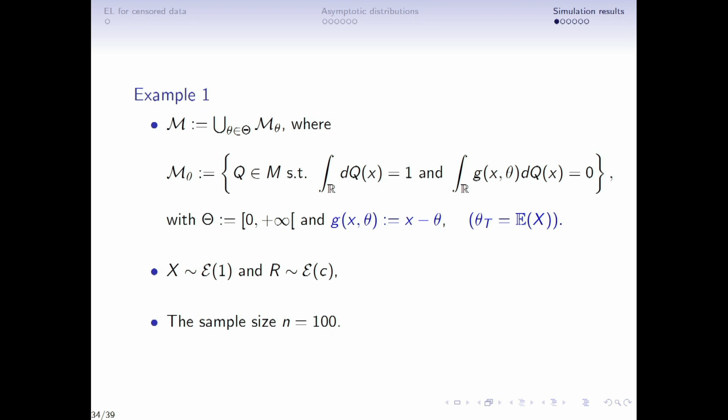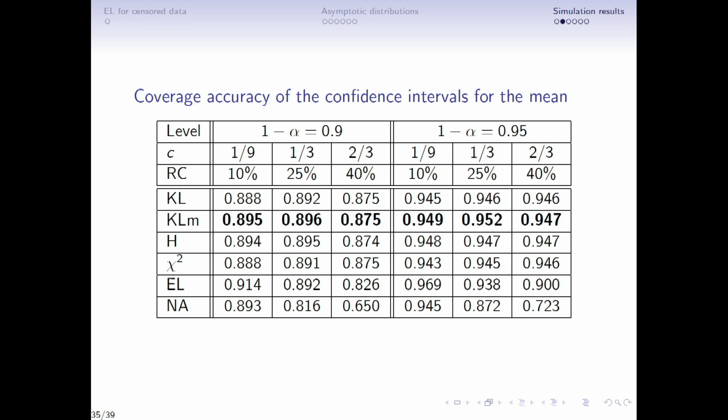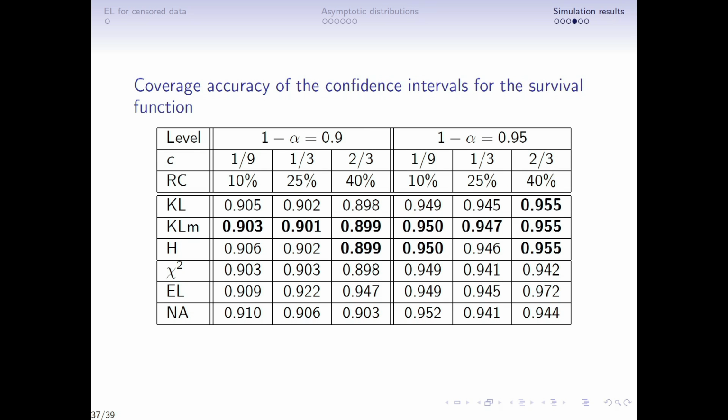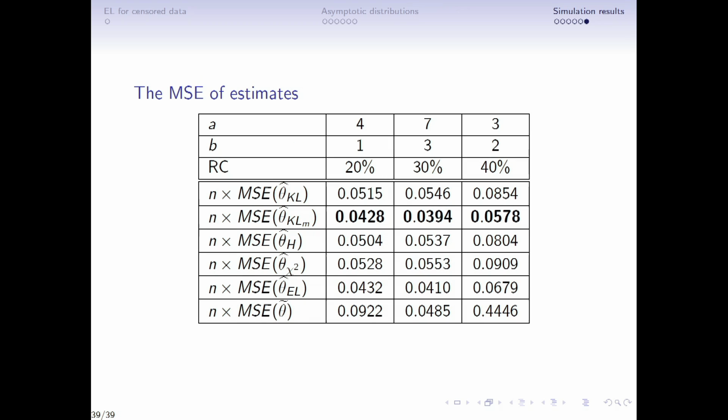In this example, we want to estimate the mean, and we take X from an exponential distribution, with the censoring random variable also from an exponential distribution, and we present here the coverage accuracy. We have here the coverage accuracy compared with the other method. Here is another example, and here we compare the estimates in terms of mean square error.